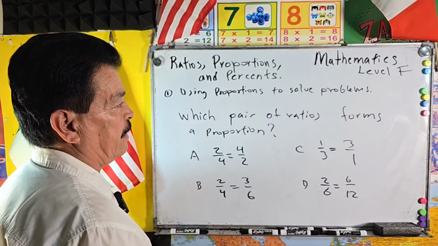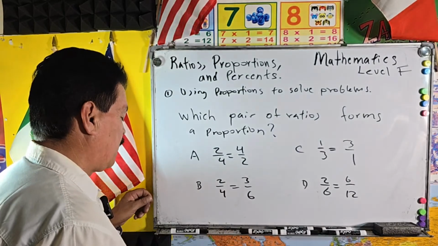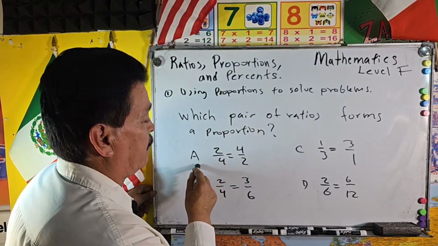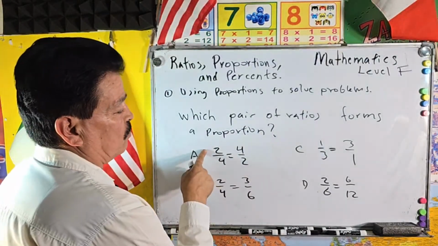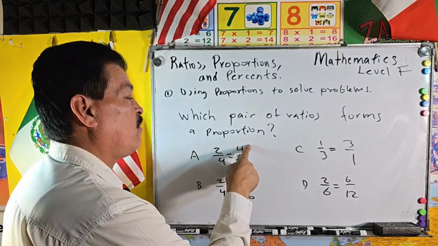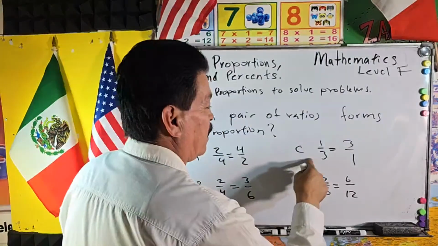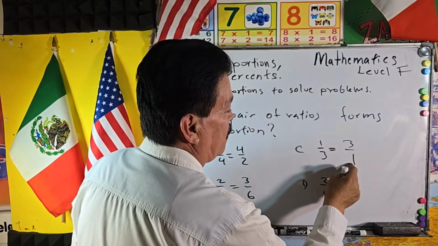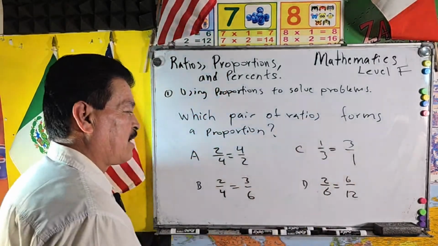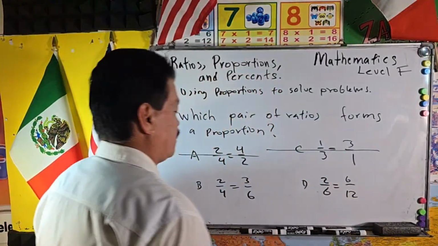How do you know? Remember, use cross product. Let's check answer A. 2 times 2 is 4, 4 times 4 is 16, so it's not right. Let's go here. 1 times 1 is 1, 3 times 3 is 9, so it's not the right answer. This is not the right answer. This is not the right answer.